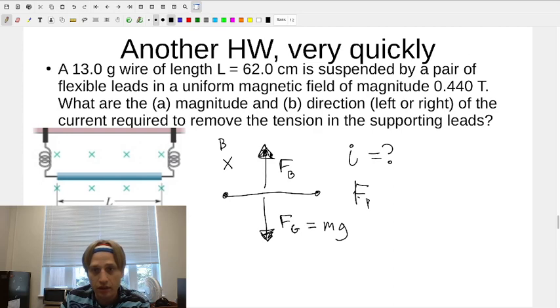You know that the magnitude of that force is going to be related to I times the length of the wire times B, and you're going to find the direction. So you're going to use that equation to find the magnitude of the current. And then you're going to have to find the direction of your current by using your right-hand rule. Okay? So F is up, B is into the page, and then you're going to use your right-hand rule to try to figure out which direction, left or right, that your current is flowing.